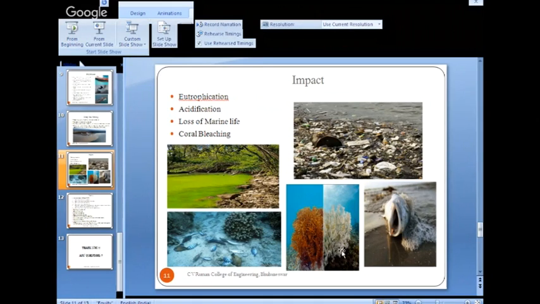Mr. Mishra? Yes, sir. I have a question. Yes, sir. Is there any natural hazard which may cause pollution in the sea?